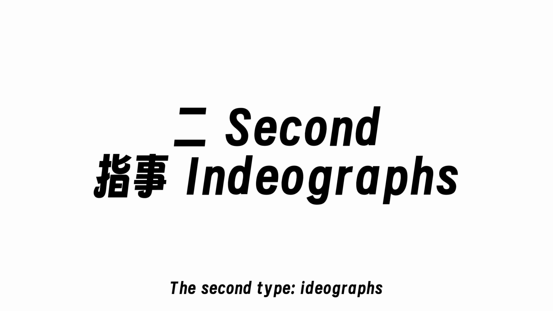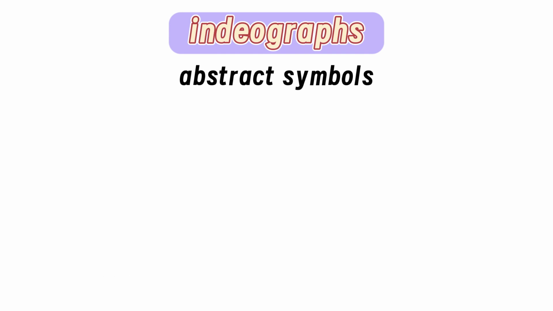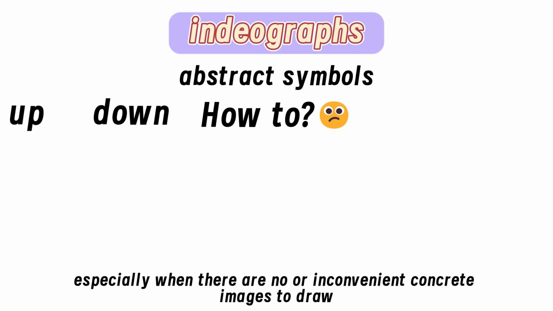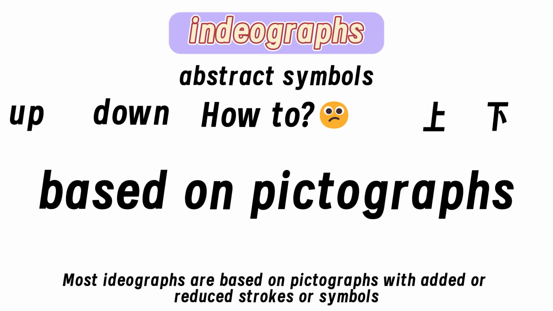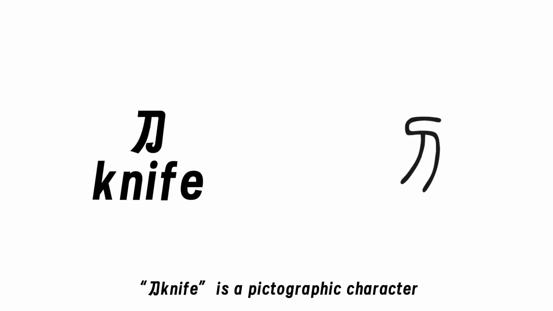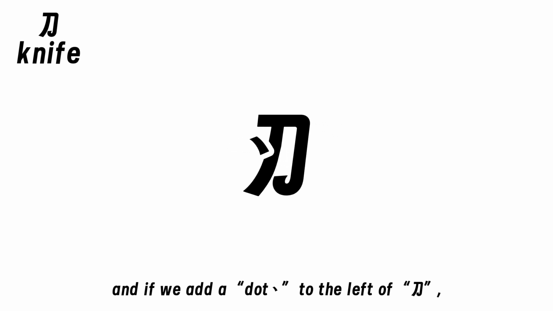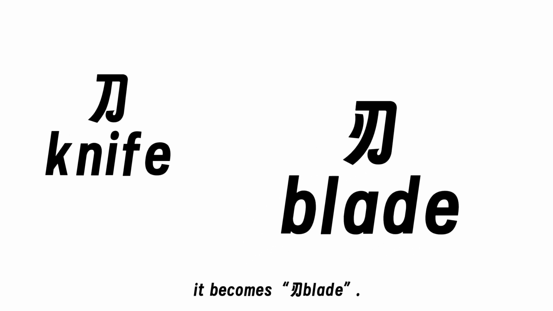The second type, ideographs. Ideographs are characters that use abstract symbols to represent concepts, especially when there are no or inconvenient concrete images to draw. Most ideographs are based on pictographs with added or reduced strokes or symbols. For example, 刀, knife, is a pictographic character. And if we add a dot to the left of 刀, it becomes 刃, blade.